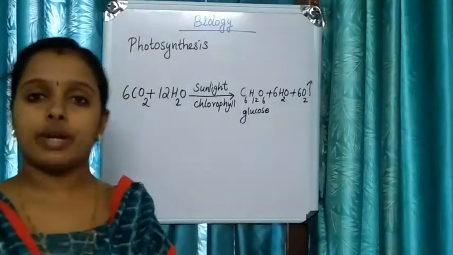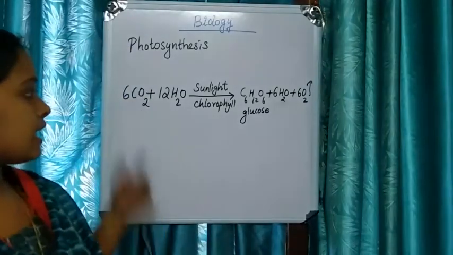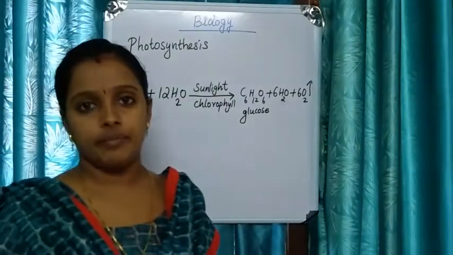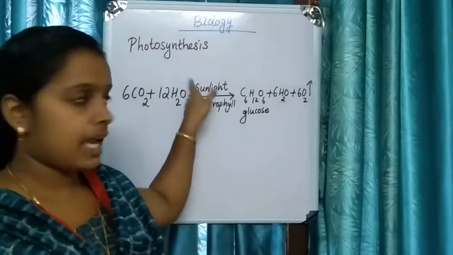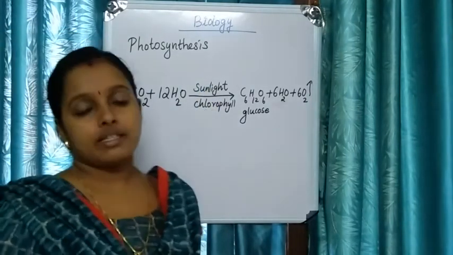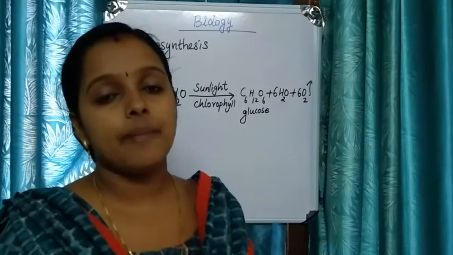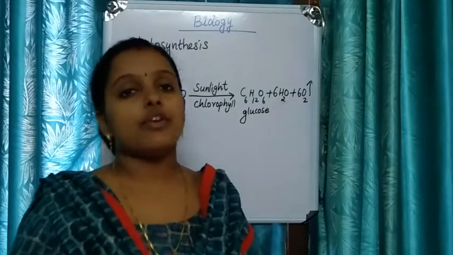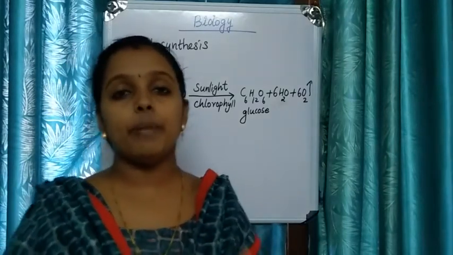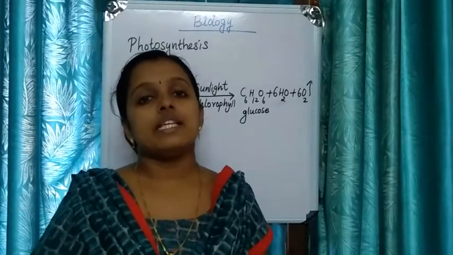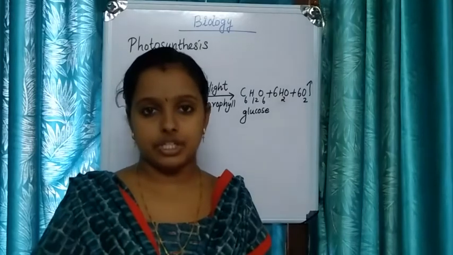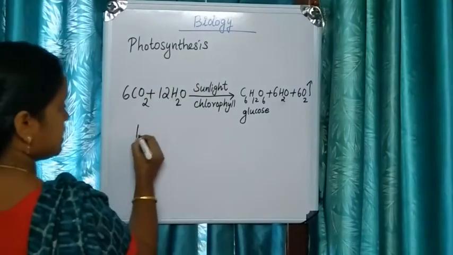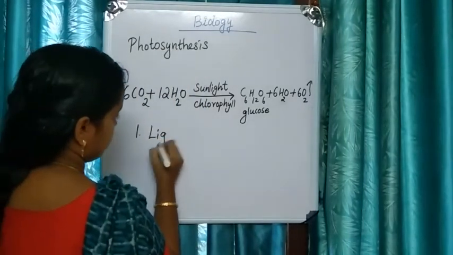Glucose is the main product. Raw materials are carbon dioxide and water. Energy sources are sunlight and chloroplast. Chloroplast is the machinery. Photosynthesis consists of two main phases. First phase is the light dependent phase or light reaction.